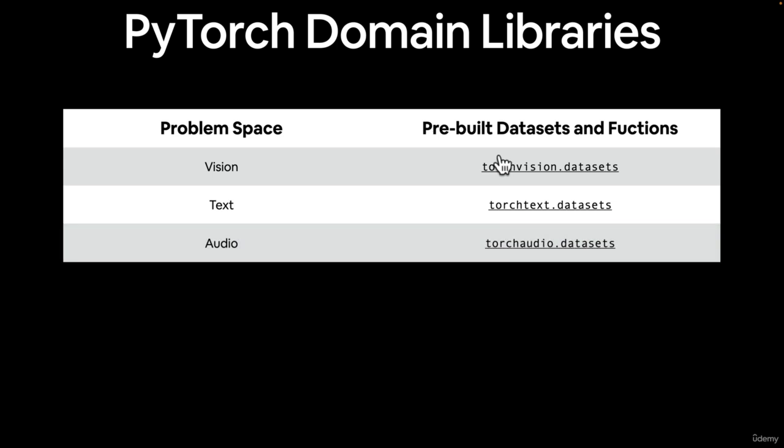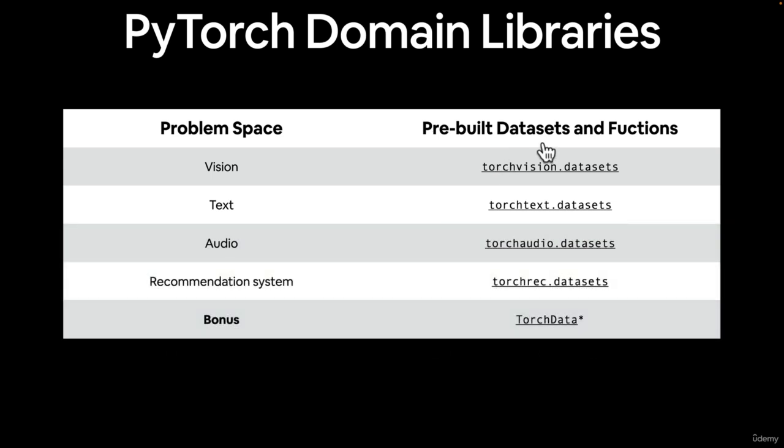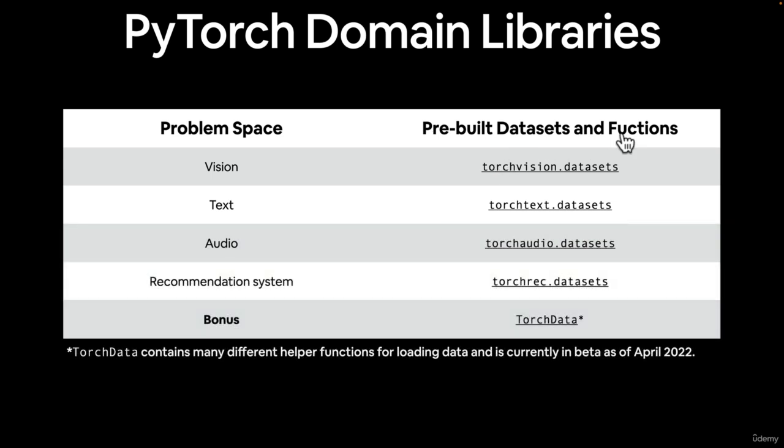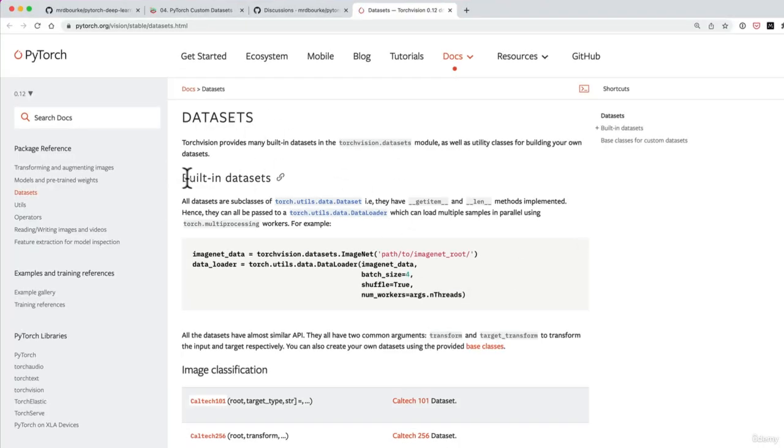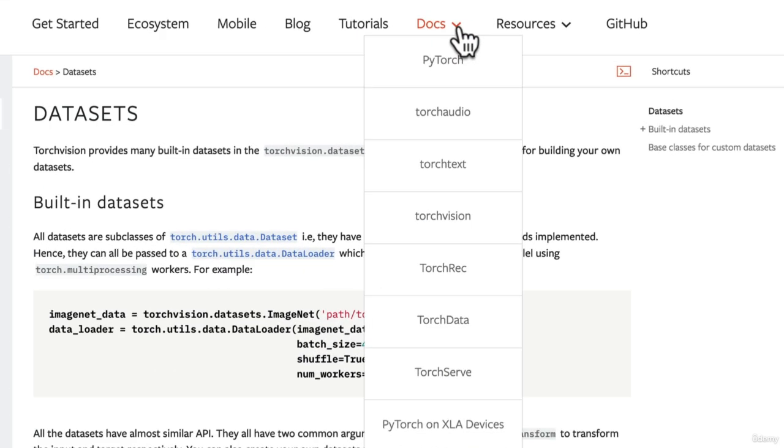For pre-built datasets, so existing datasets like we've seen with Fashion MNIST, as well as functions to load your own vision datasets, you'll want to look into torchvision.datasets. So if we click on this, we have built-in datasets. This is the PyTorch documentation. And if we go here, we have Torch Audio, Torch Text, Torch Vision, Torch Rec, Torch Data.